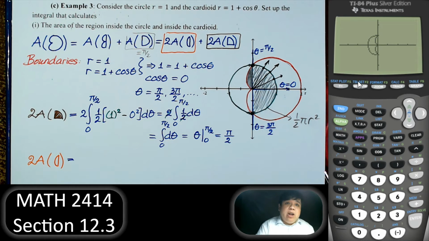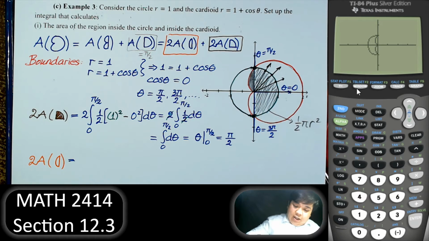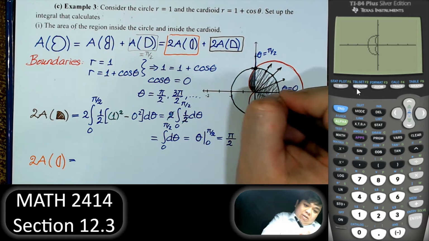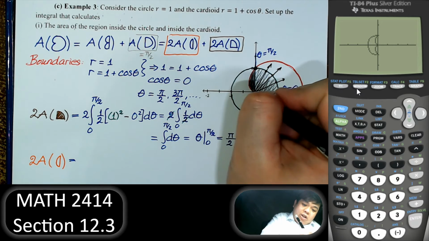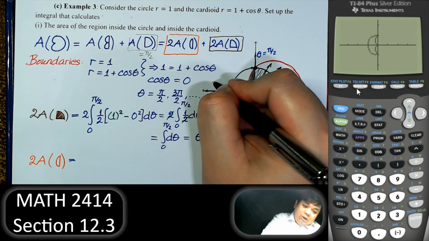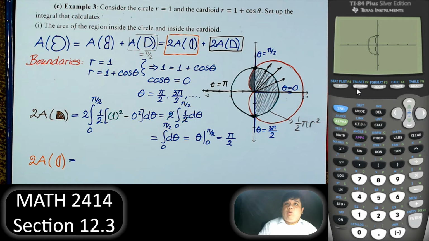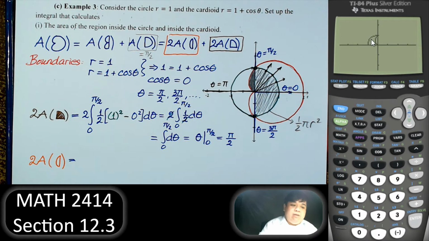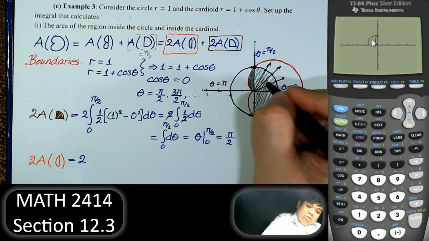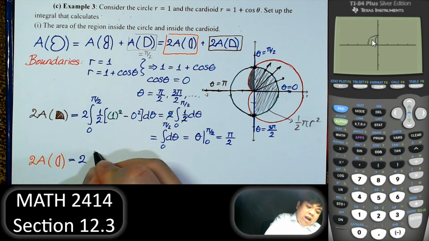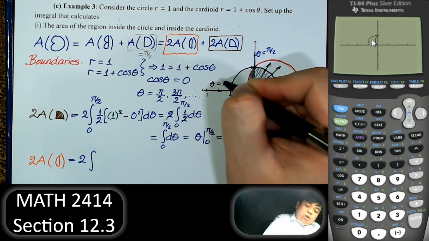Now, if we only want this upper half, this is between pi over 2 and 3 pi over 2. It is going to be pi. Between pi over 2 and 3 pi over 2, we have pi. So how about we just graph from pi over 2 to pi. You see, we only have the upper half. Because of symmetry, the upper half is the same area as the lower half. So we calculate 2 times the area of the upper half. The upper half we only go from pi over 2 to pi.